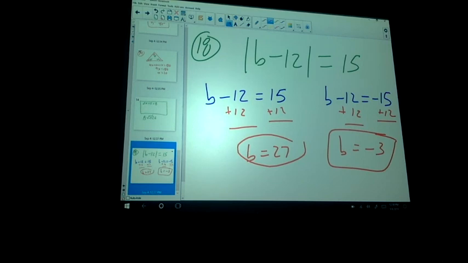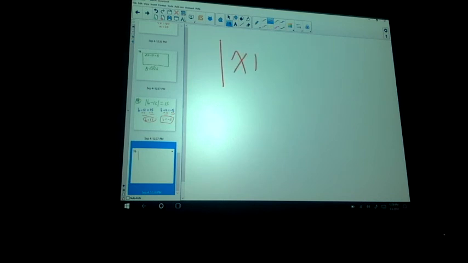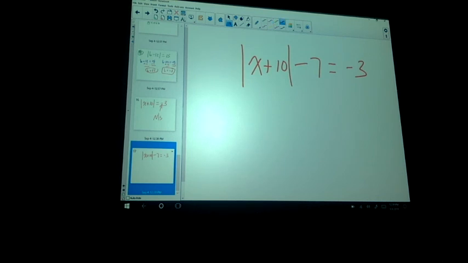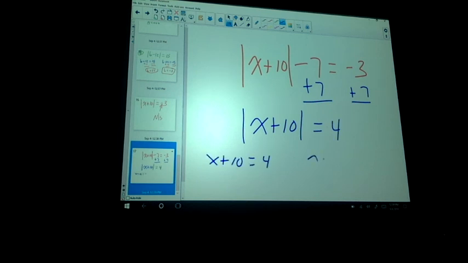So let me ask you this. Every now and then you might get a problem like this. What do you know? Can I have a negative distance? No solution. I can't have a negative distance. Now how we might try and trick you on this type of problem is we might have something like this. This looks like a no solution off the bat, agree? But if you add 7 to both sides, you wind up with this. And then you can break that into two problems and it'll work out nicely for you. Okay? Happy?